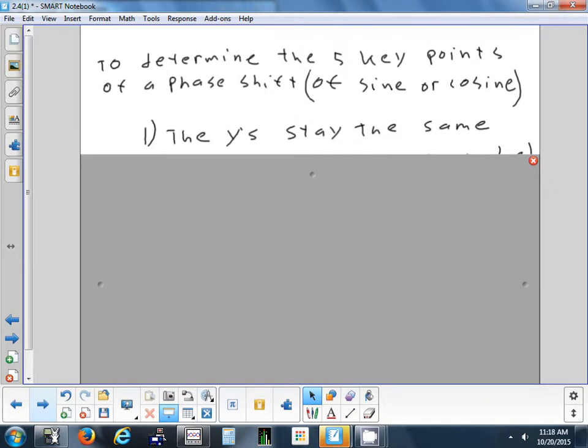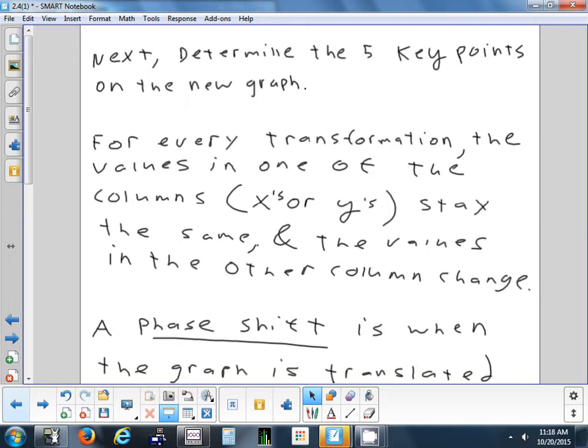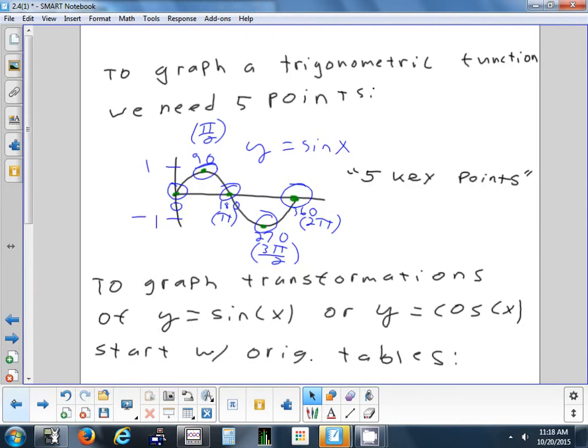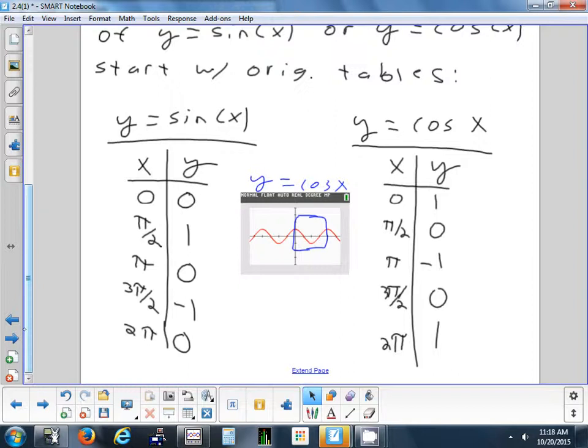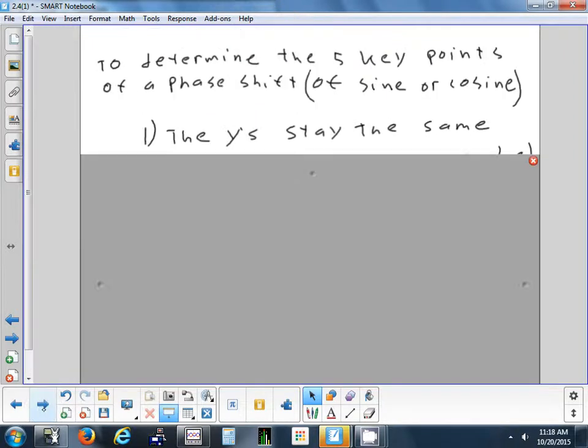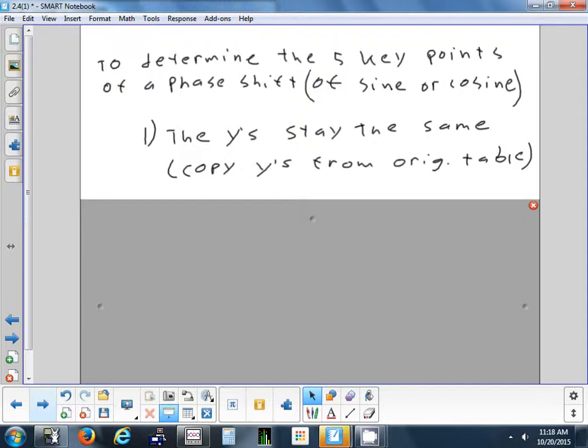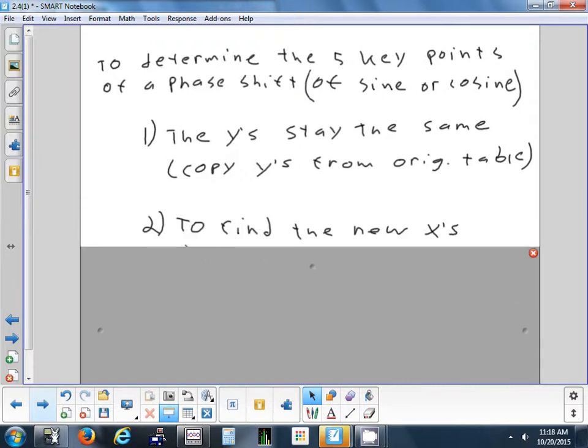So those 2 original tables I gave you right at the beginning, all the y values are going to stay the same every time we do a phase shift, because you're not shifting up and down. If you shift up and down, that's going to affect the y's. So all you've got to do is copy those down from the original table. If the y's are the ones that stay the same, the x's are the ones that are going to change. So how do we find the new x's?